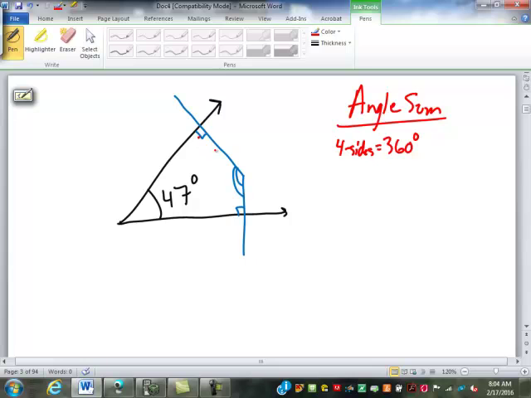So 90 and 90 adds up to 180, right? So there's 180 left for these two angles, so those two angles have to be supplementary. They have to add up to 180. So this will be 133 degrees here.